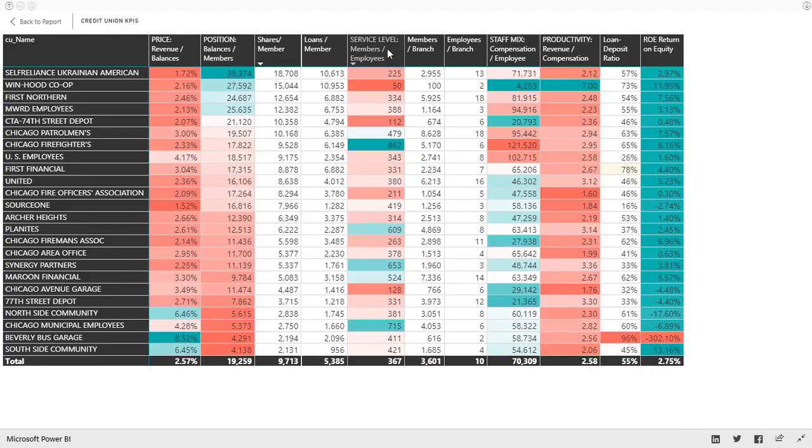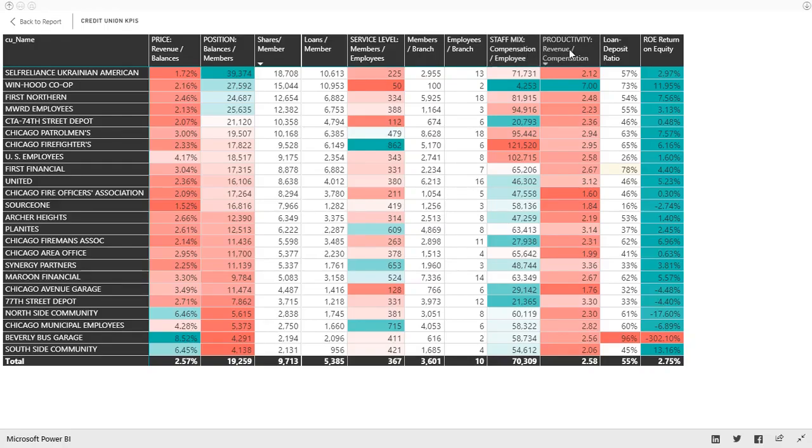Service level is members per employee. So are we high touch or are we a retail model? The members per branch and employees per branch, again, offer flavor into the service level. Staff mix, which is compensation per employee, is total compensation divided by total employees. It includes full-time and part-time.